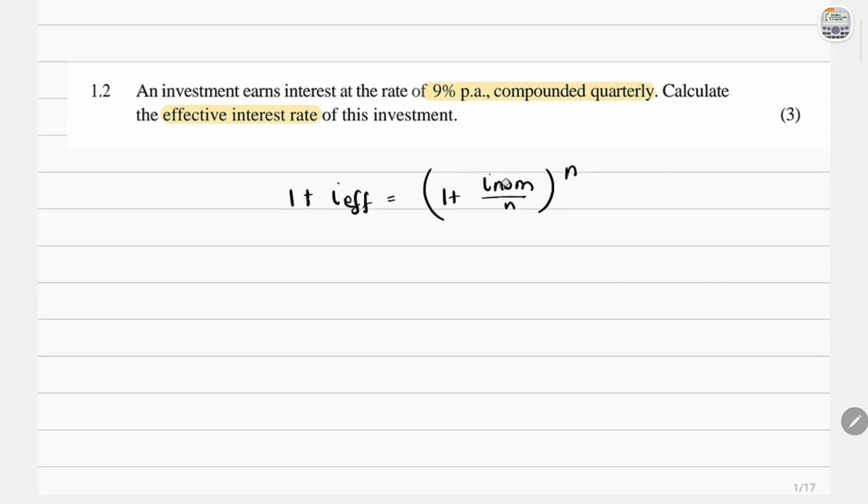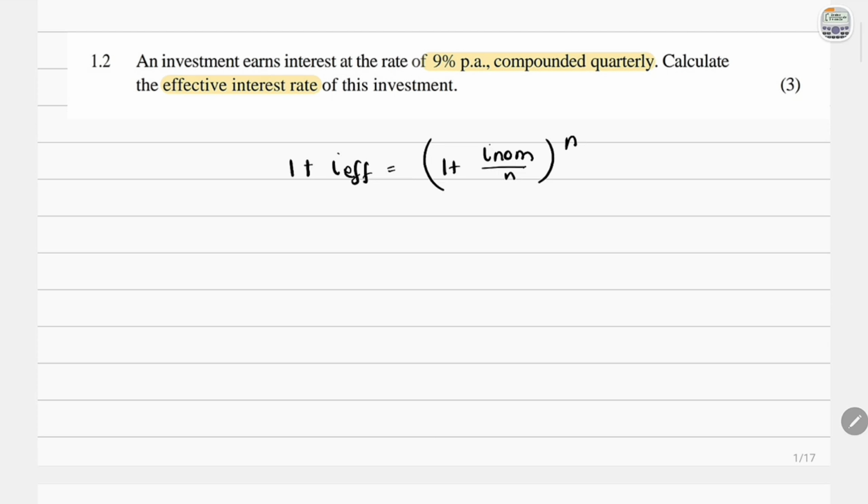So the nominal interest rate is what the bank quotes you. This will usually be compounded quarterly, monthly, semi-annually, okay? And then the effective interest rate is the actual interest that is gained on this investment at the end of the year. Now, what you will notice is that the effective interest rate would be higher than the quarterly interest rate. And this is because interest gains on interest, okay?